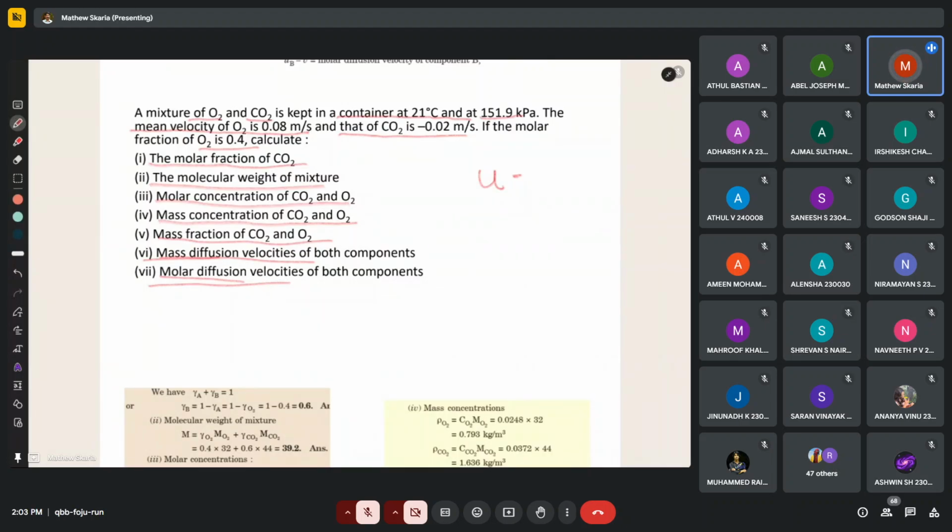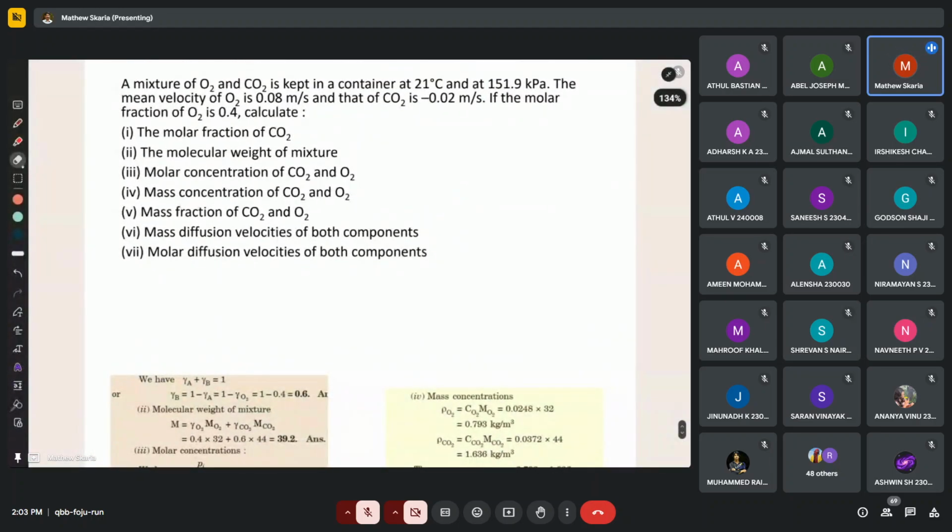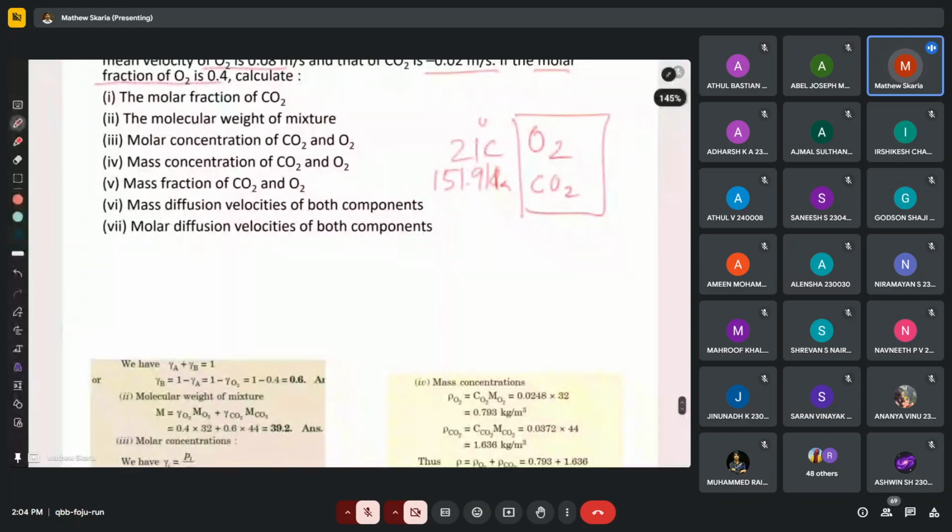Okay. So first ചോദിച്ചിരിക്കുന്ന ഈ ഒരു പ്രോബ്ലം സോൾവ് ചെയ്യാൻ വേണ്ടിയിട്ടാണ് ആ ഡെഫിനിഷൻസ് പറഞ്ഞത്. Okay. Now let us take one by one. A mixture of oxygen and carbon dioxide. So two constituents are oxygen and carbon dioxide. So it is kept in a container at 21 degrees centigrade and at a pressure of 151.9 kilopascal. The average velocity is given 0.08 meter per second, CO2 0.02 meter per second, and the molar fraction of O2 it is 0.4. Molar fraction of O2 അതിന് നമ്മൾ ഇടുന്ന notations gamma O2 is equal to 0.4.